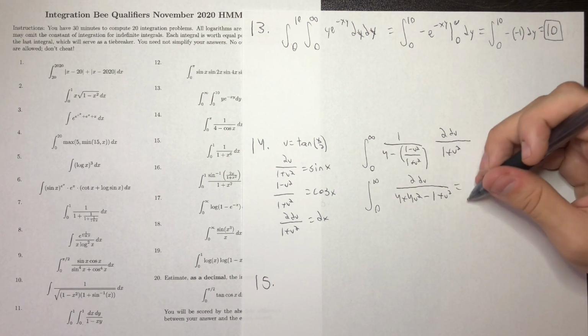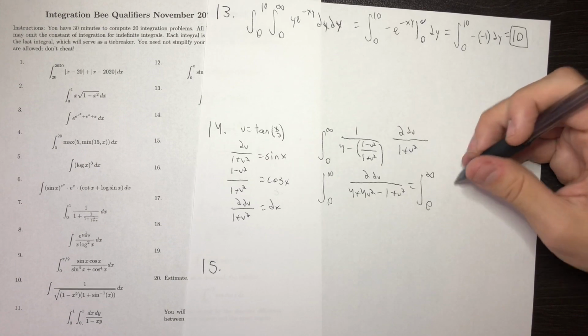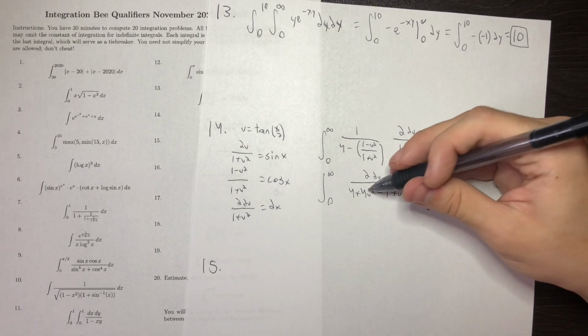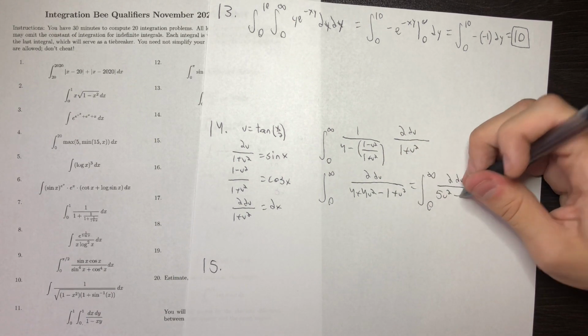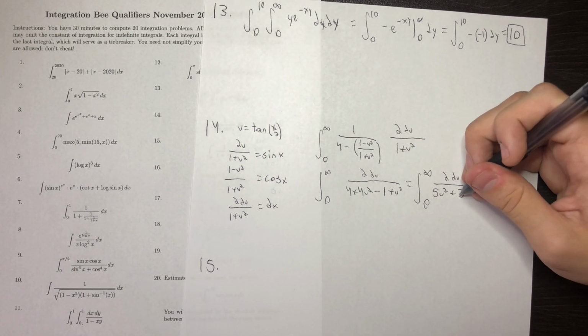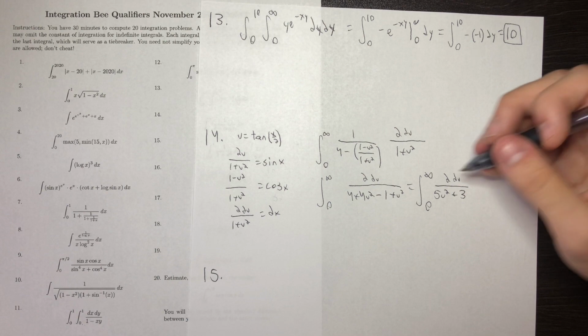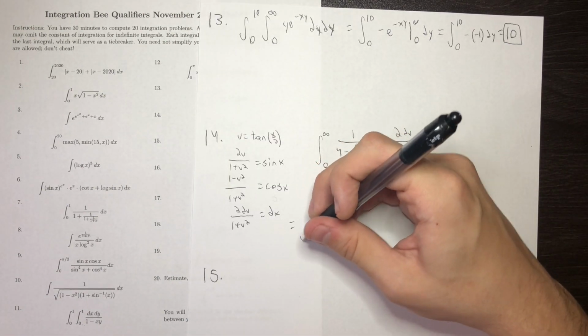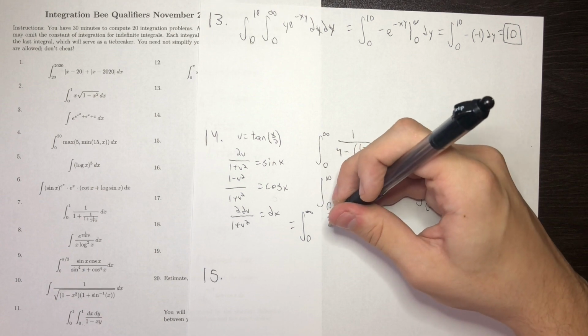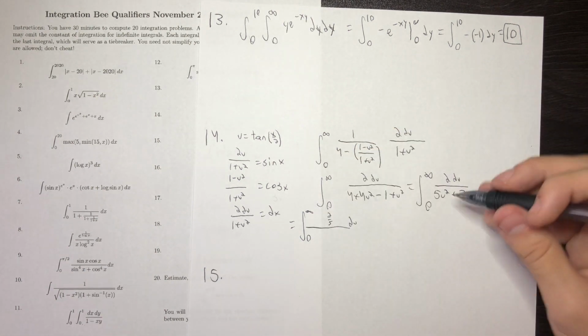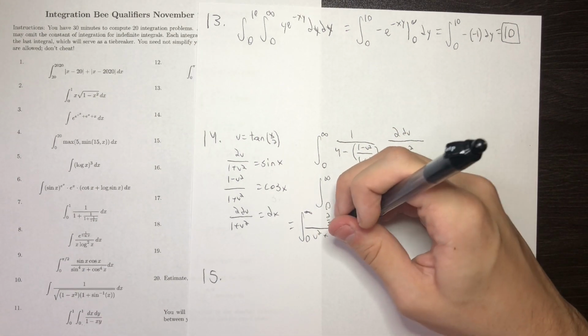Now, combining like terms, we have the integral from 0 to infinity of 2 du over 4u squared plus u squared, which is 5u squared, and then 4 minus 1 is plus 3. Now, this is very similar to the arctangent form, so I'm going to divide by 5 because it makes it easier for me to use the formula. So we have the integral from 0 to infinity of 2/5 du over u squared plus 3/5.